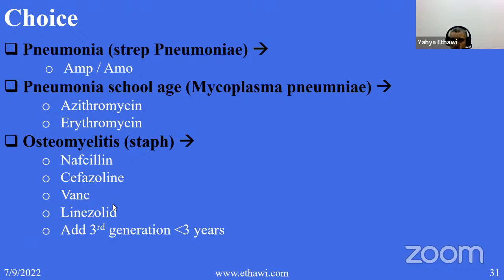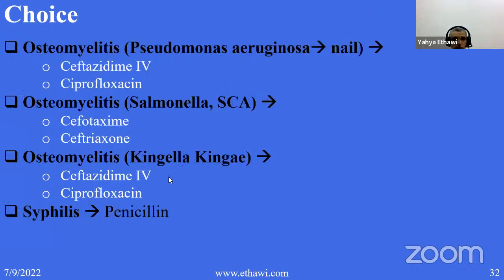For MRSA, we can add the 3rd generation if the baby is less than 3 years because there can be a combination. And the 3rd generation usually has more gram-negative coverage. Osteomyelitis, Pseudomonas aeruginosa, such as in the nail, we use ceftazidime or ciprofloxacin if more than 12 years. Osteomyelitis, Salmonella, we use the cefotaxime and ceftriaxone. Osteomyelitis in immunocompromised, such as in sickle cell, we use ceftazidime IV or ciprofloxacin.